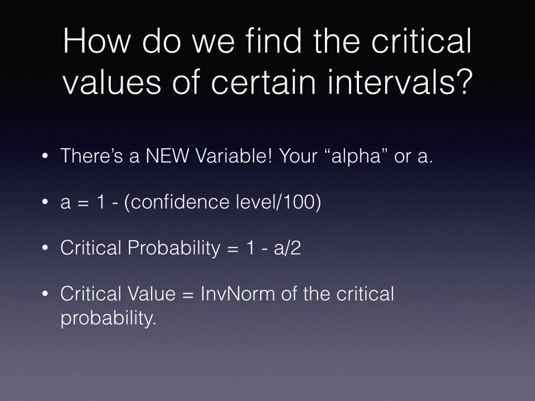So how do we find the critical values at certain intervals? There's a new variable, your alpha, or A. A is equal to 1 minus the confidence level divided by 100. You then take that, divide it by 2 and subtract it from 1, and that gives you your critical probability, which is 1 minus A divided by 2. You take what you get, put it in your calculator in the inverse norm, and you find out what the z value is for that.